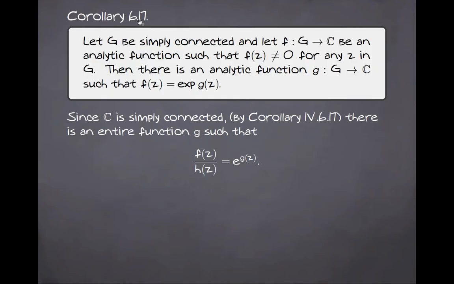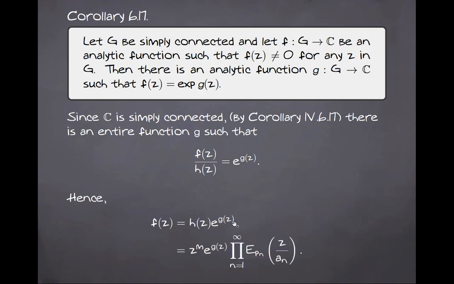Again, we use this corollary. The domain C is simply connected, and f upon h is a non-zero entire function, so by this corollary there is an entire function g such that f(z)/h(z) is nothing but exponential of g(z). Therefore f(z) is nothing but h(z) times e raised to g(z), and we just put the value of h(z) from the previous slide. So that is z power m, product of this e^pn(z/an).